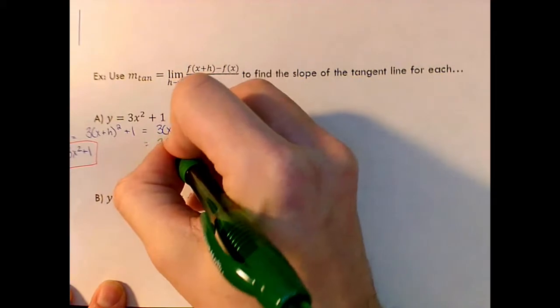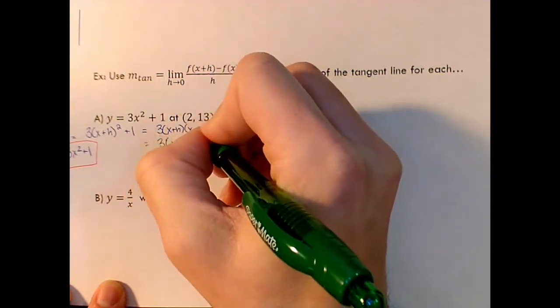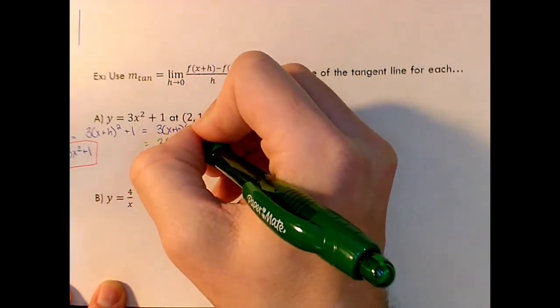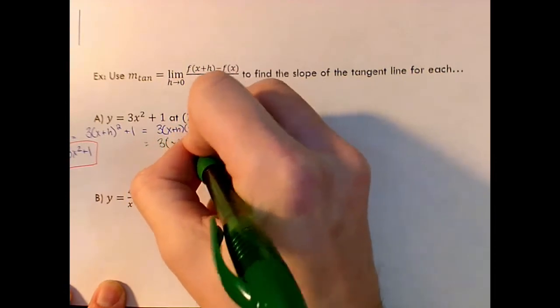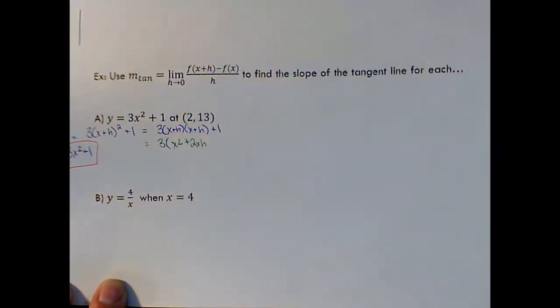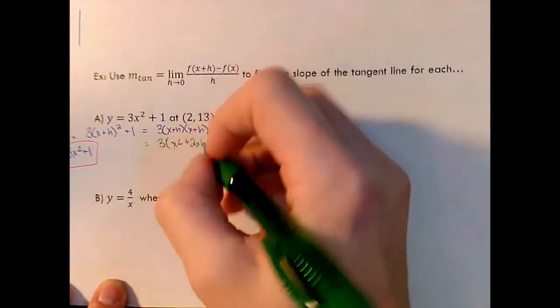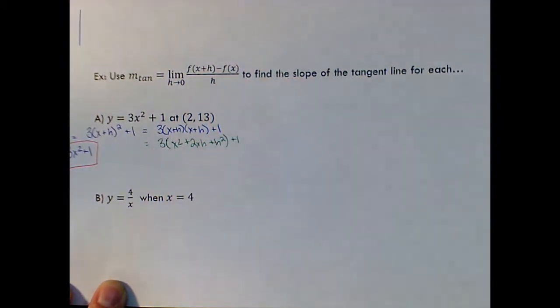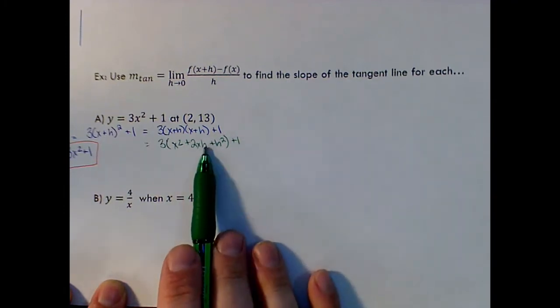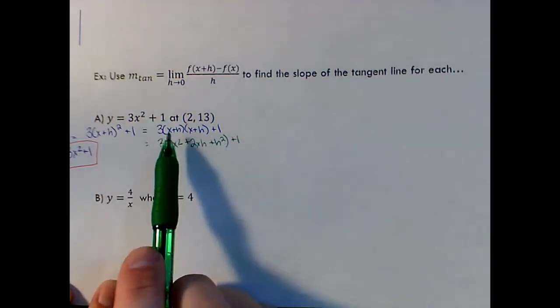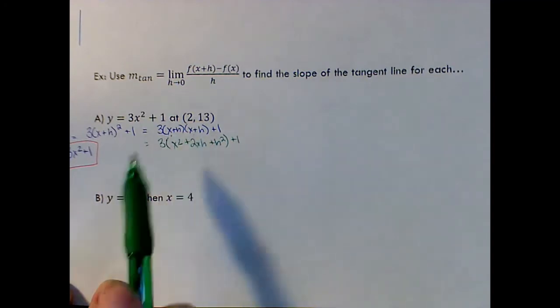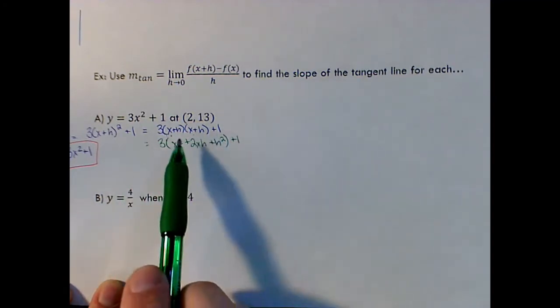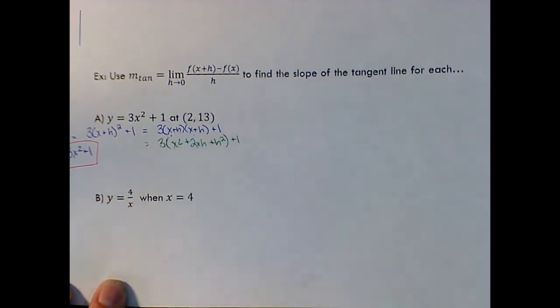X times x is x squared. X times h plus x times h is going to be 2xh, FOIL, plus h squared, plus 1. If you're wondering where I got the 2xh from, I'm waving my hands a little bit. I got x times x, x squared, x times h, xh, plus x times h, which is xh again.